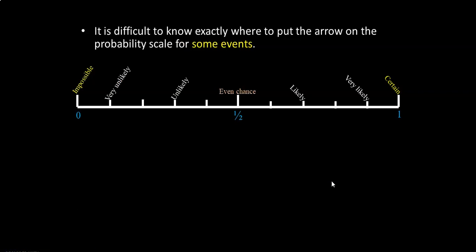However, it is difficult to know exactly where to put the arrow on the probability scale for some events. For example, you will live to be 100. Now, if you look at this statement, where do you think you would put an arrow? You can't say it is impossible, and we can't say it is certain. So it becomes a little bit difficult to put the arrow on the probability scale.